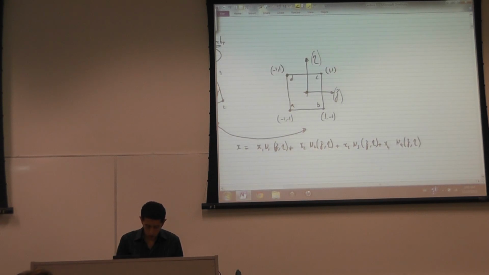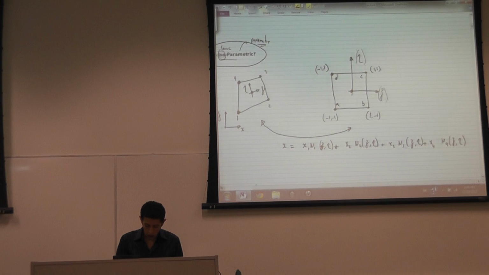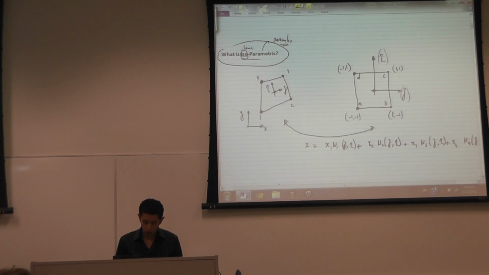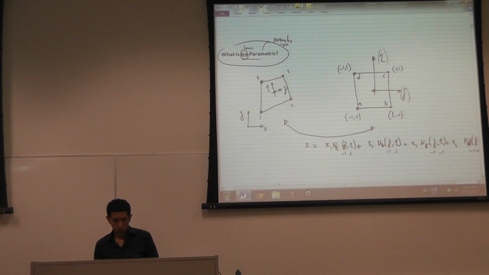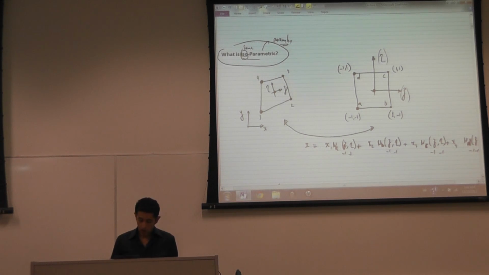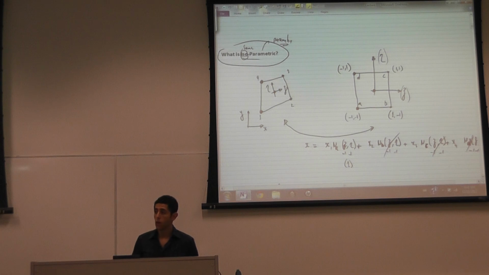So what does this do? Well, if you give me the coordinates of A, put here -1, -1. I'm sorry, this should be NA, NB, NC, N, the shape functions A, B, C, and E, because they're a function of xi and eta. So if you put -1, -1, NA will give me 1, and everything else will be 0.